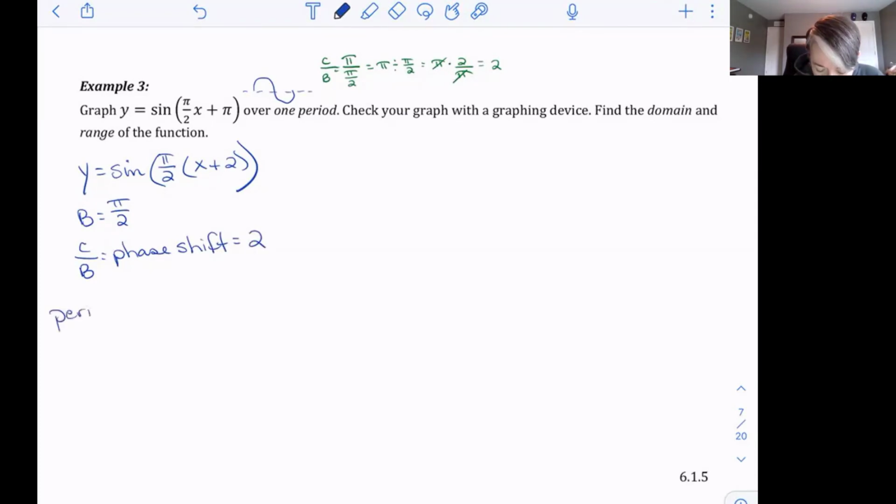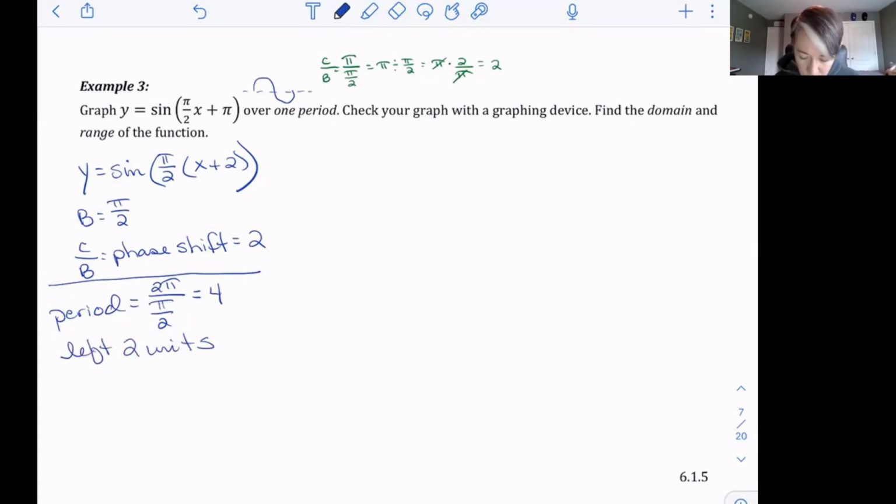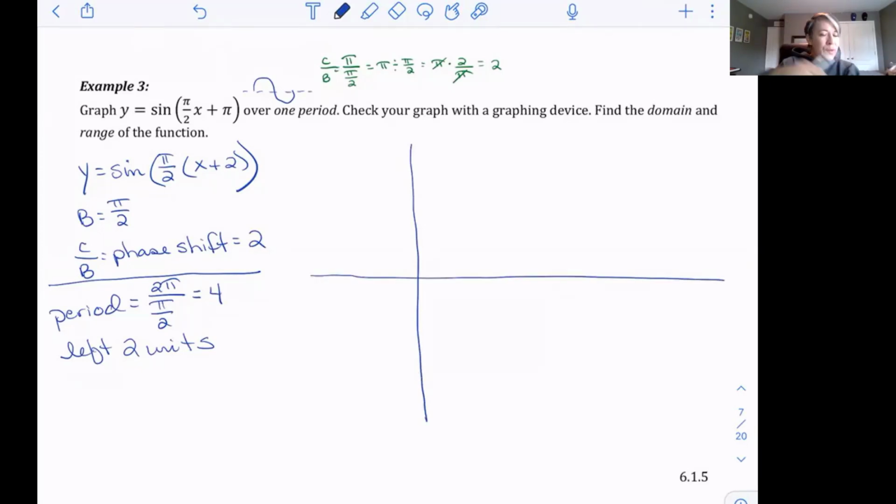So to find our period, sine normally has a period of 2 pi, but we divide it by our b, which is pi over 2. When we reduce that, we actually get a period of 4. Pi is gone. Interesting. Okay, so we have a period of 4, and that phase shift tells us that we are moving left 2 units. So let's graph that. Since we're moving left 2 units, I want to make the left side here a little bit bigger. And we may have to graph this again in segments.